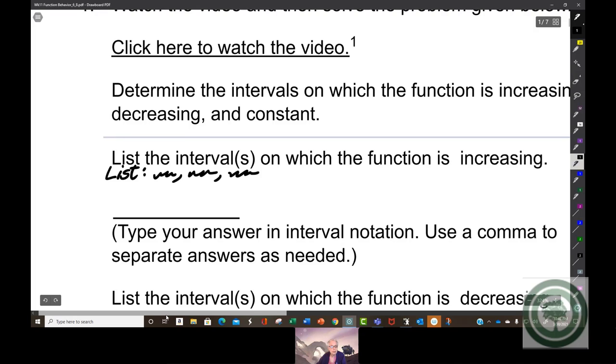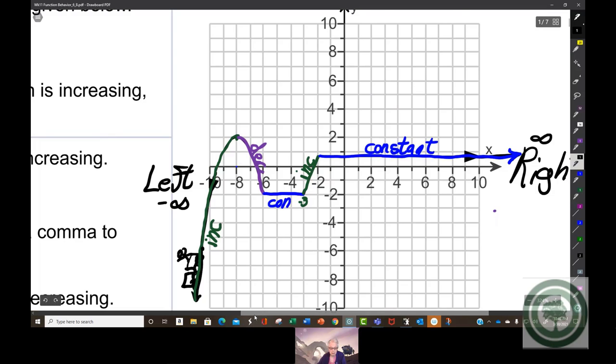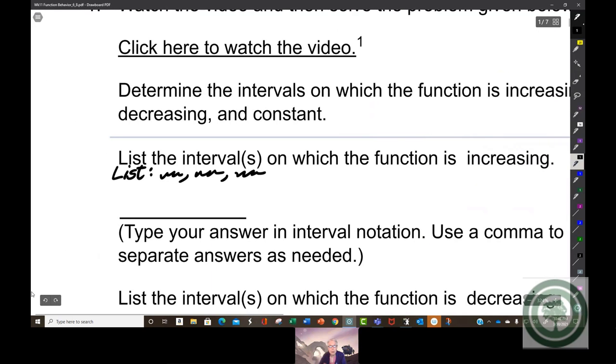Since there's more than one interval of increase, from negative infinity to negative 8, and from negative 3 to negative 2, I'm going to list them rather than put a U. I don't put a U, I list with a comma. Why? Because those are the rules. Negative infinity to negative 8, and then I put a comma, and then negative 3 to negative 2. Notice I only use commas. That's important too. It's wrong if you put a bracket, even when you feel like you need a bracket. Don't do it.